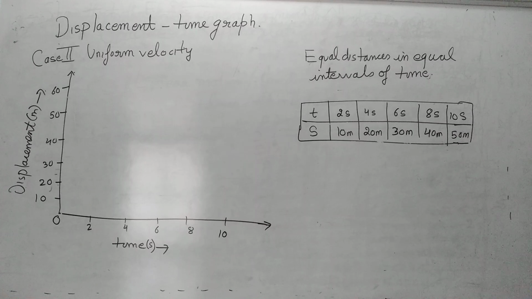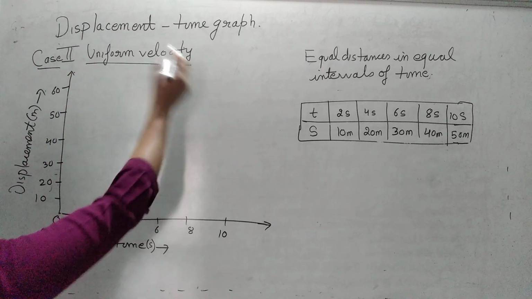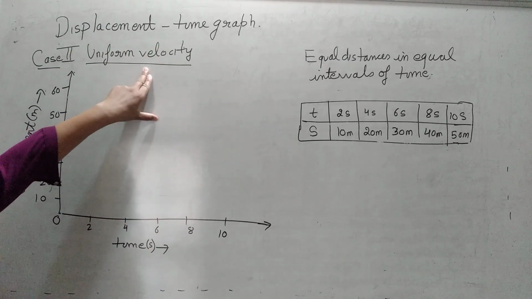Okay students, now comes the second case. First case we have done about stationary body. So many questions arise from a graph and you have to remember the short objective type of questions from each graph. Come to the second case, uniform velocity. Now what is meant by uniform velocity? We have done the definition.